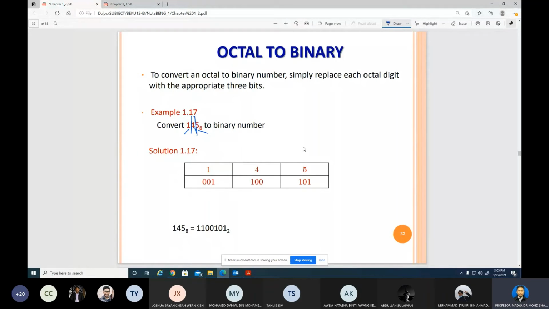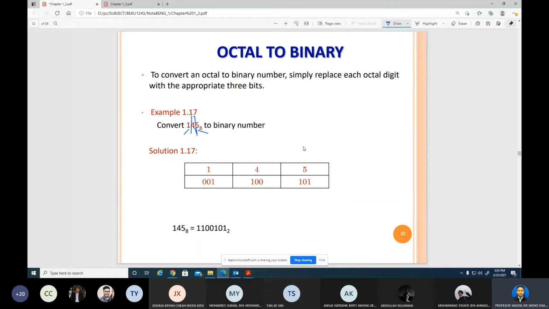Okay, for example, this one. 1 is 001, and then 4 will be 100, and then 5 is 101, and then you combine. So the answer will be 1100101. Okay, that is the answer for converting from octal to binary. Maybe you can try this one.